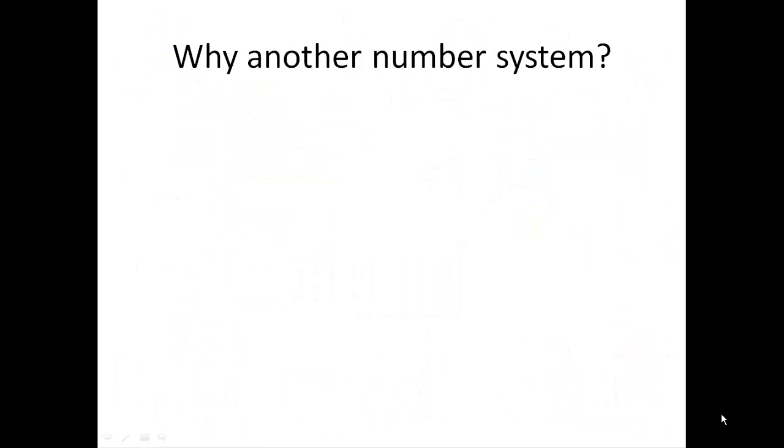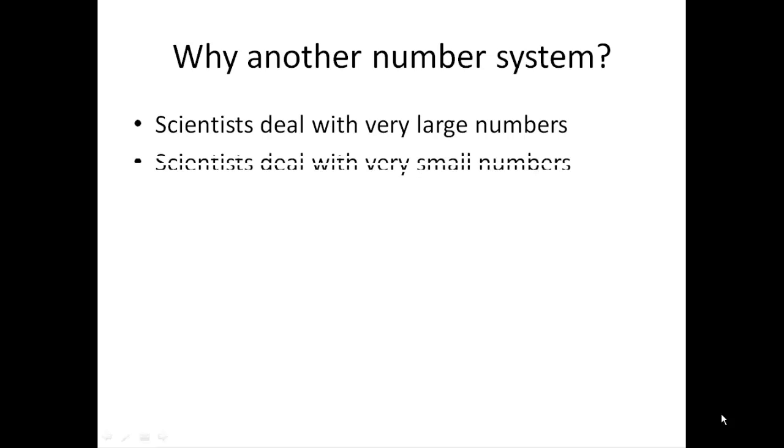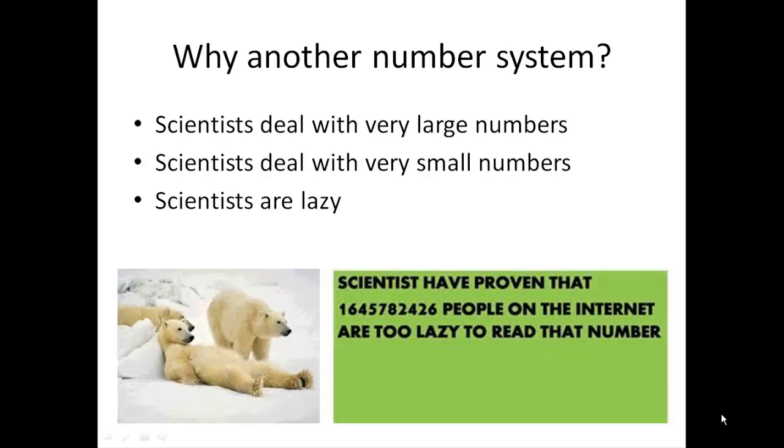Why do we have another numbering system? Scientists deal with very large numbers. When you're talking about how far away the stars are, that's a very large number. Scientists deal with very small numbers. When you're talking about the size of a virus, that's a very small number. And because scientists are, oh yeah, a little lazy.